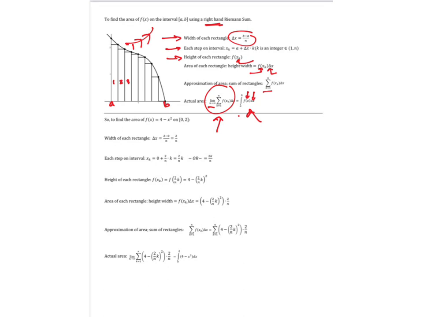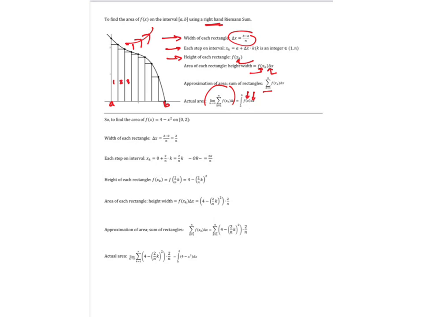So we're going to dive in first to this formula, or this problem that we started today with. And this problem, f of x equals 4 minus x squared, is not this picture. Okay, they're not in the same picture. This actually is the picture that I drew on the first slide. So, to find the area of f of x equals 4 minus x squared on the interval from 0 to 2, your width of each rectangle is going to be delta x equals b minus a, so 2 minus 0, over n being the number of rectangles. Are y'all with me? That's the width.